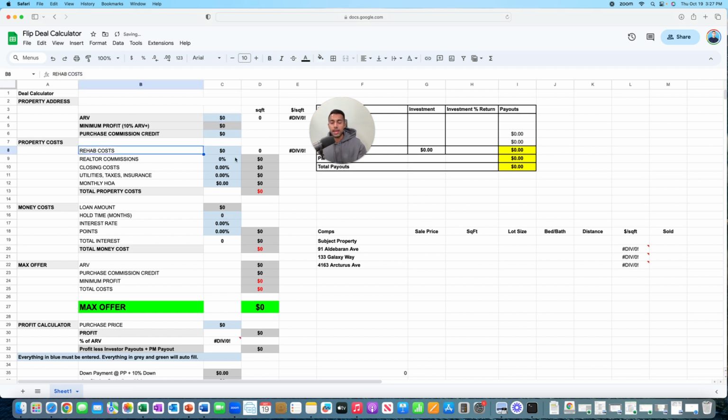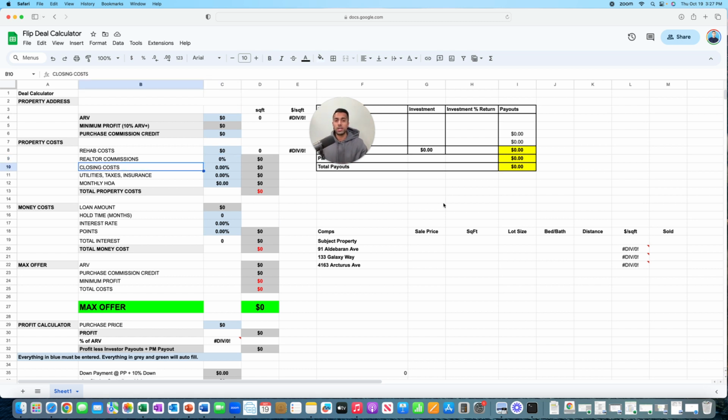Cool. Next is rehab costs. Rehab is just another word for renovation. So this is your renovation cost for the deal, and we're going to go through that later on when we're figuring out a property to comp. We're going to do some estimate of rehab costs. Realtor commissions are what you pay a real estate agent when you're selling the property, in order to list the property and sell it. Typically, this is anywhere from 5 to 6% of the ARV.